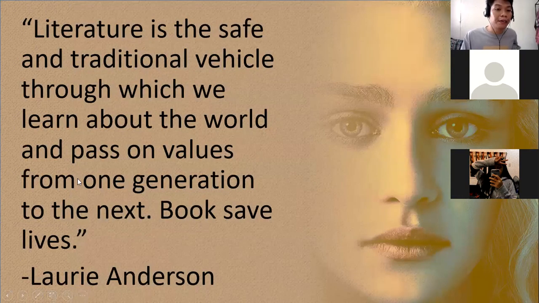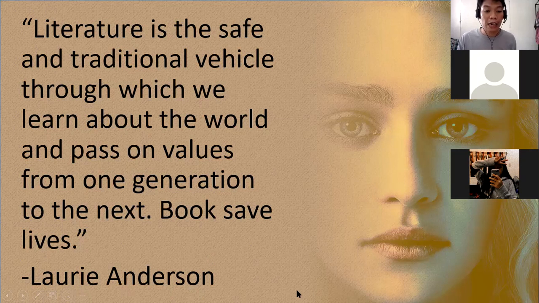Okay, according to Laurie Anderson, literature is the safe and traditional vehicle through which we learn about the world and pass on values from one generation to the next. Books save lives, according to Laurie Anderson, which means that we can gain knowledge even though it's no longer necessary to experience things ourselves. Through reading, we can experience what the authors experienced. We can gain the knowledge that they gained by reading their works.